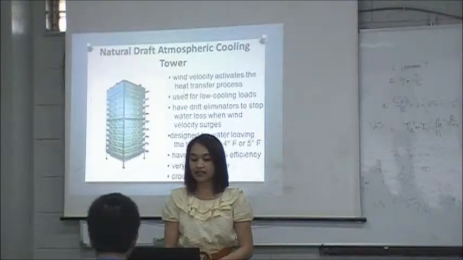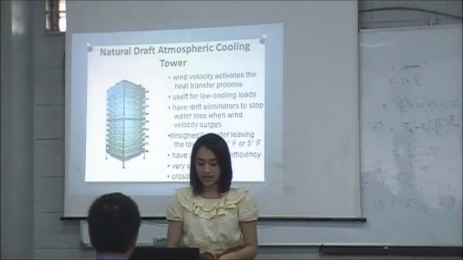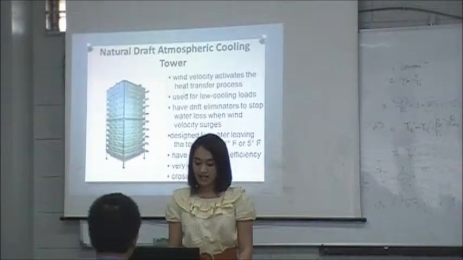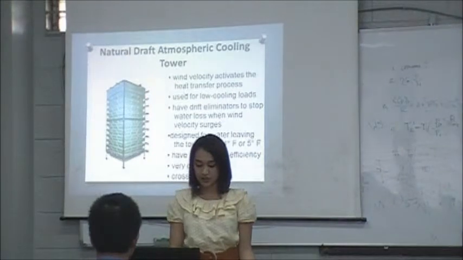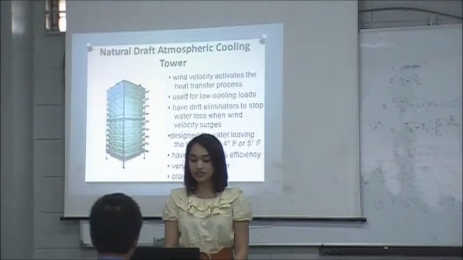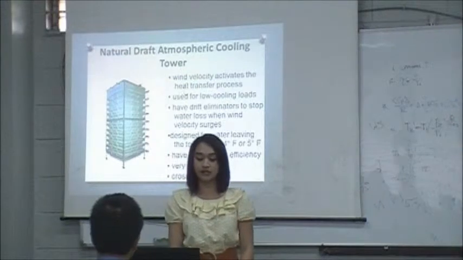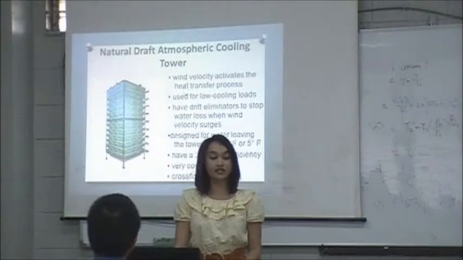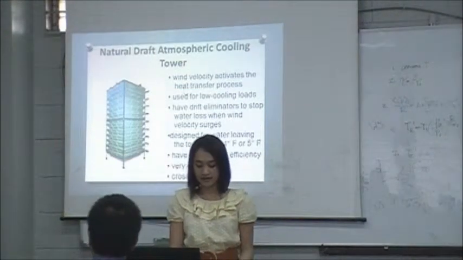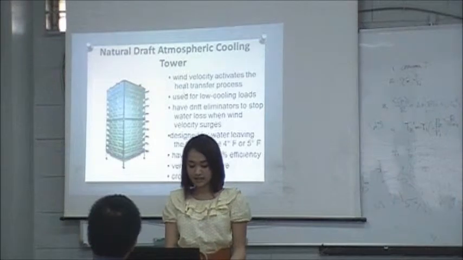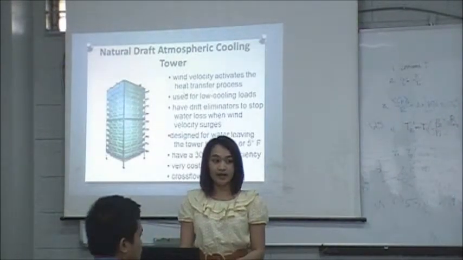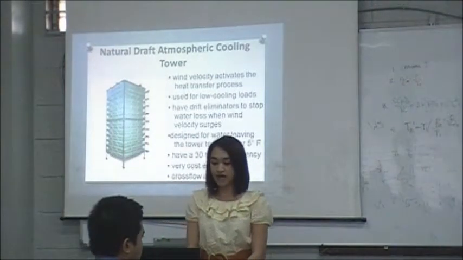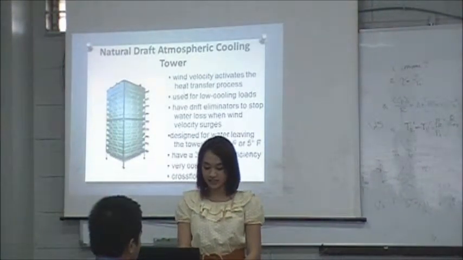Natural draft atmospheric cooling towers are used for low cooling loads. They are designed for leaving tower temperatures 4 to 5 degrees Fahrenheit lower than the wet bulb temperature of the entering air. Natural draft atmospheric cooling towers have drift eliminators to stop the water loss when wind velocity surges. They are very cost effective. They have low capital investment and they are operated at minimal expense. They have a 30 to 55 percent efficiency.